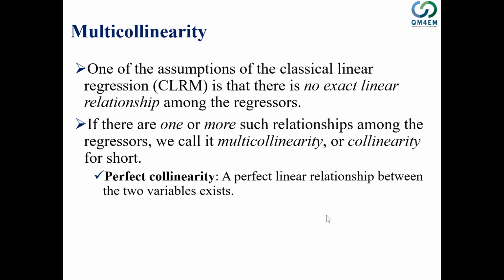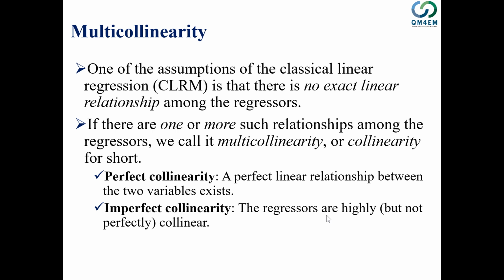And then the second one is imperfect collinearity. The regressors are highly correlated but not perfectly. Now, this is different from perfect collinearity. In perfect collinearity, when one variable moves, let's say one variable increases by 10%, the other will increase by 10% or decrease by 10%. But we may have a case when one variable is increased by 10%, and the other may increase by say 5% or 3% or 8%.